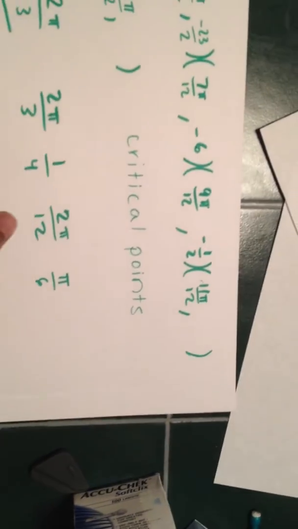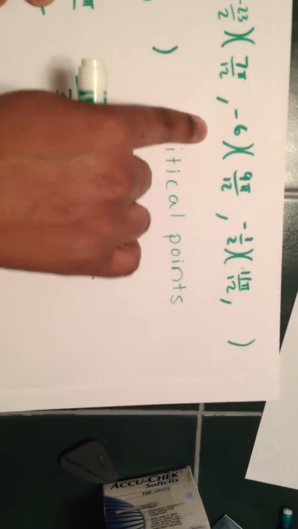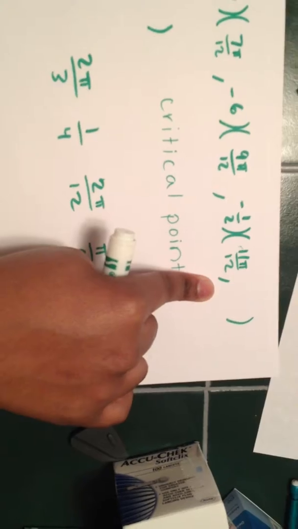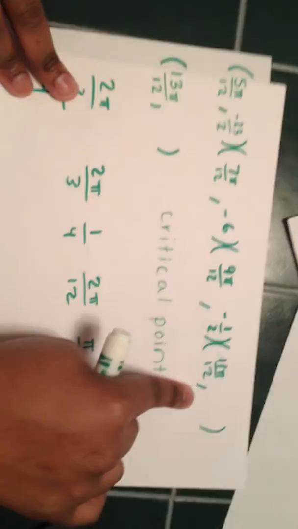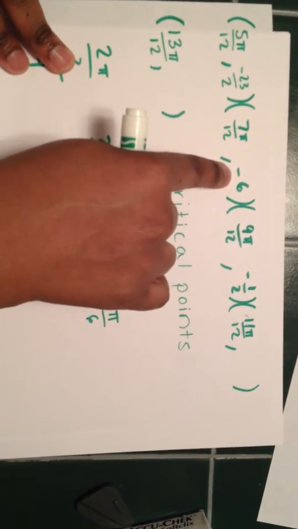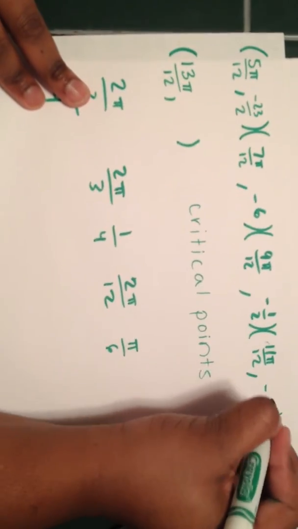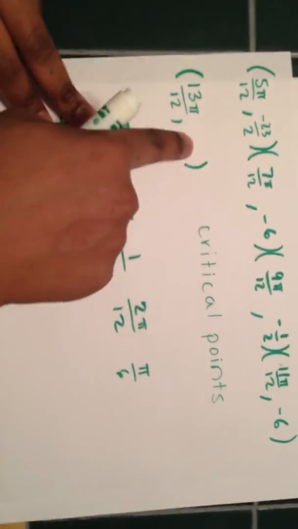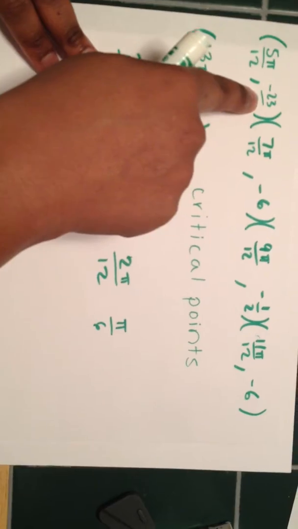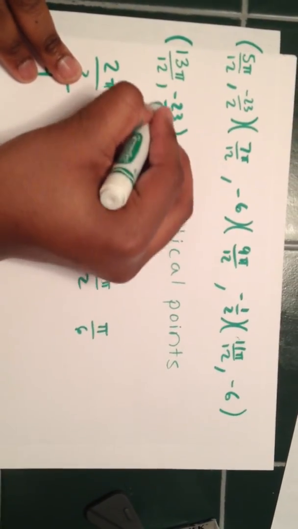Now plugging in 11 pi over 12. Matter of fact, you can see that it's going in order of 0, 90, 180, and the next one should be 270. And the value for cosine of 270 is 0. And since this equals 0, this will be the same. So this will be negative 6. This will be 360. And 360 is the same as 0. So that will equal that, negative 23 over 2.